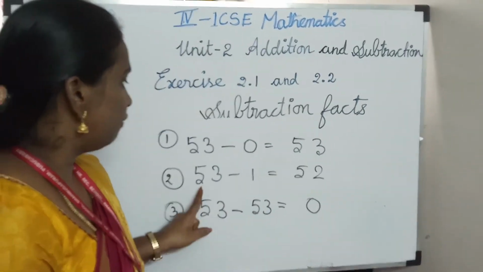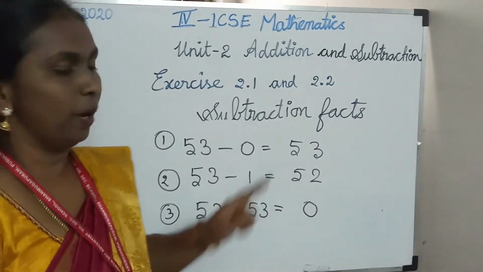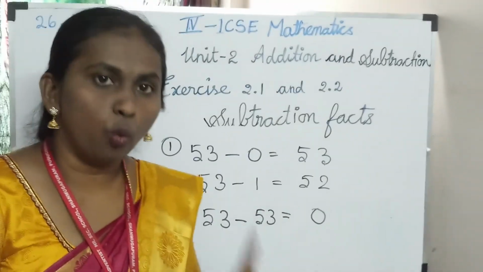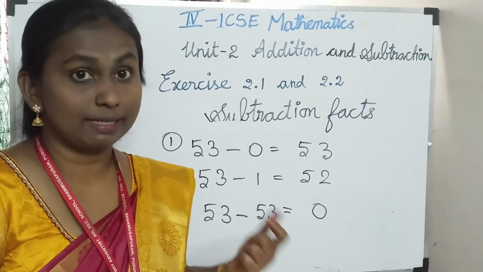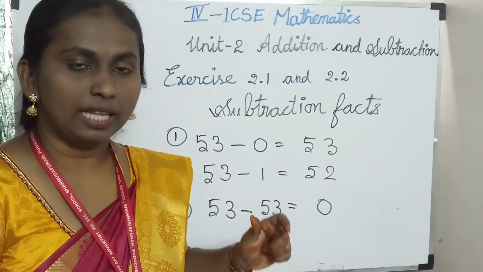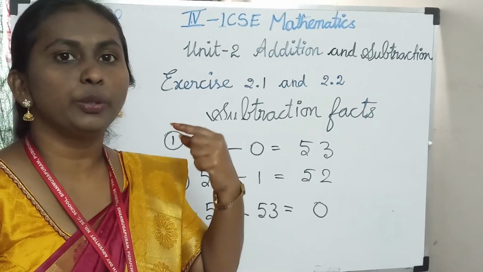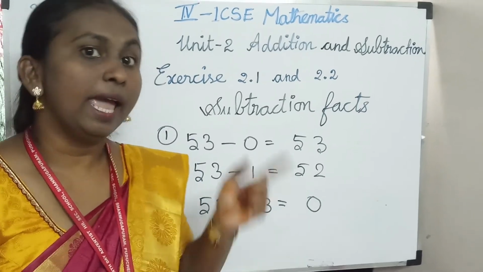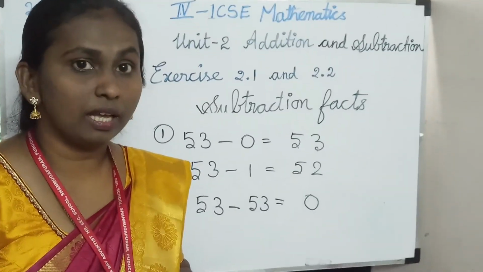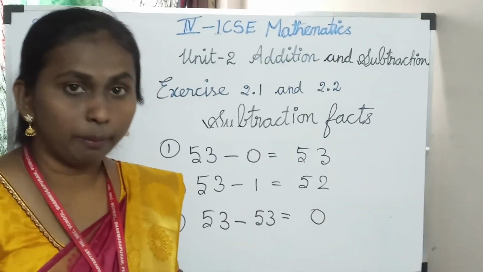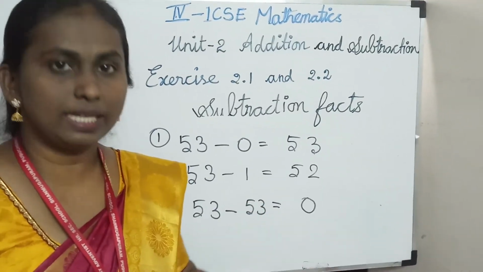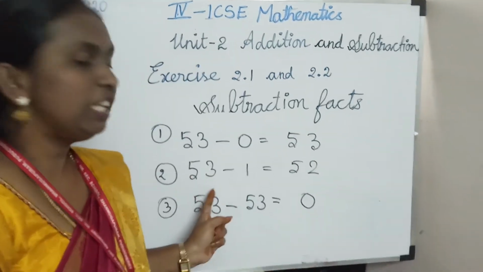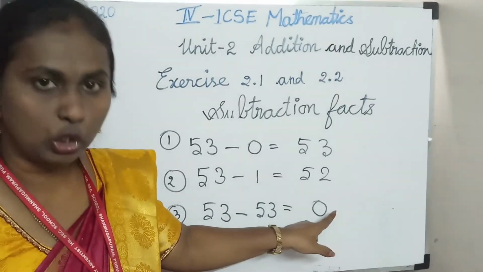Coming to the second one, 53 minus 1. When we are subtracting 1, we will get the predecessor. We read about predecessor and successor in the first unit, no? That is nothing but the previous number. In addition facts, we read that when we add 1 to a number, we get the successor. Here we are going to get the predecessor of the number. So 53 minus 1 is 52.